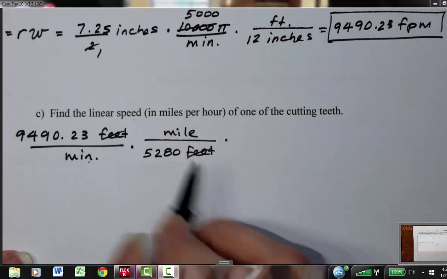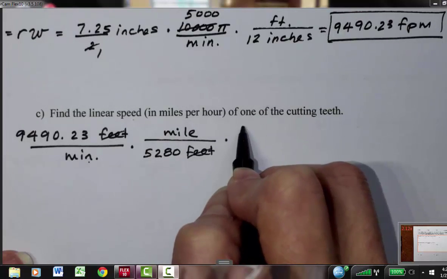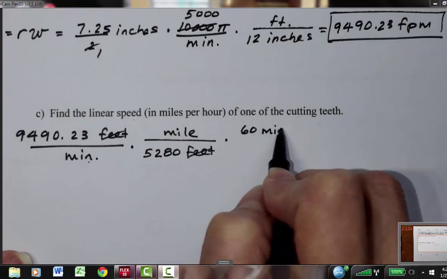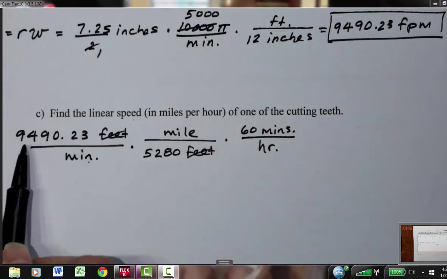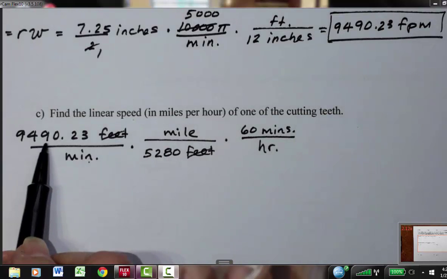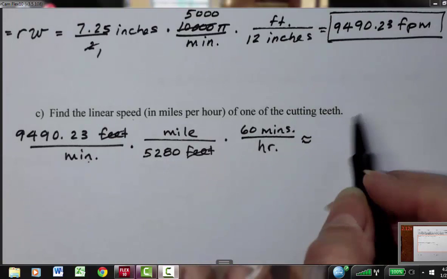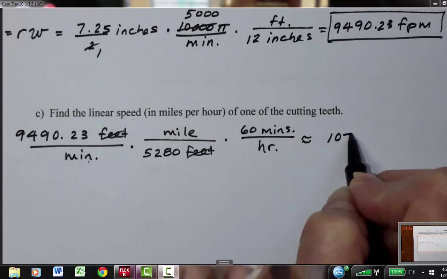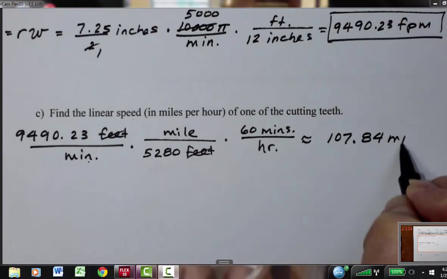And then I'm going to switch it to hours. So I want to get rid of my minutes. I'm going to put them up top here. There's 60 minutes in 1 hour. So I need to multiply 9,490 times 60 and then divide it by 5,280. And you end up with approximately 107.84 miles per hour.